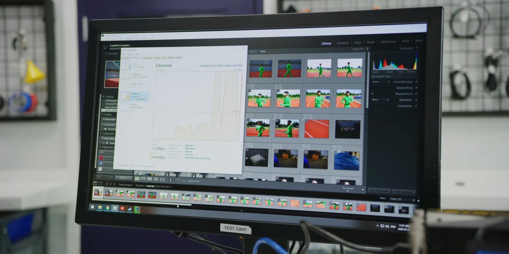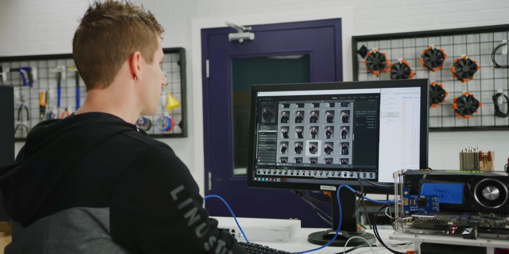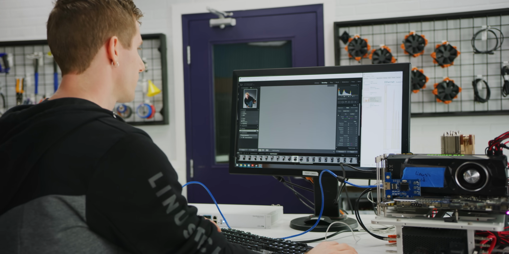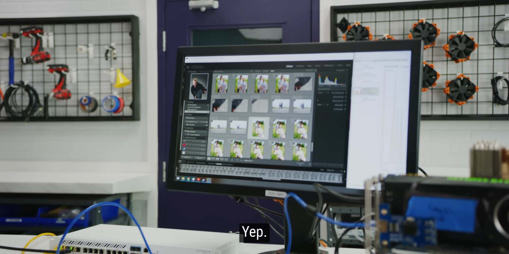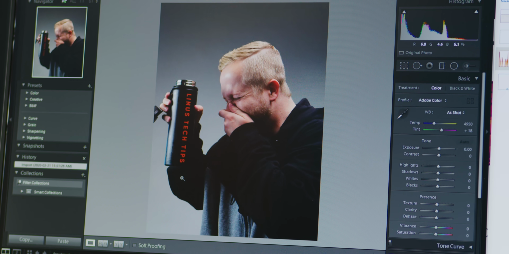So what would you say, Brandon? Is this pretty sufficient Lightroom performance? Yep. Even though we're working off of an NAS? Yep. This was not my winning picture.